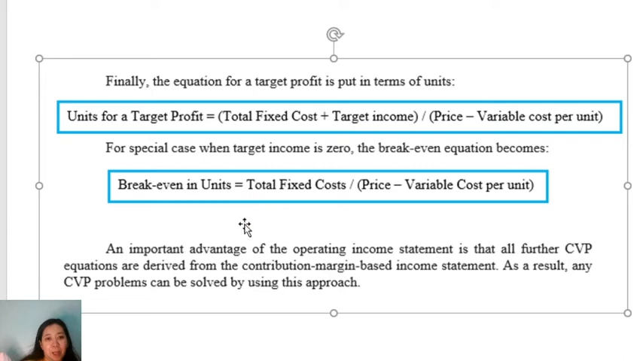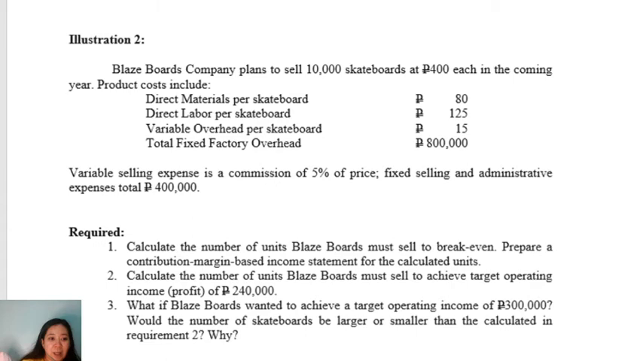So an important advantage of the operating income statement is that all further CVP equations are derived from the contribution margin based income statement. As a result, any CVP problems can also be solved using this approach. Okay, so we will have an illustration so that you will be able to grasp the concept of what we have mentioned in the equation method.